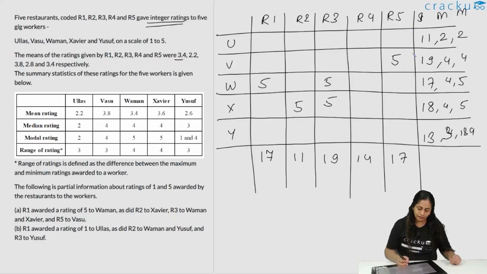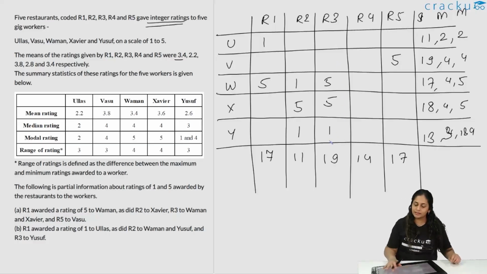R1 awarded a rating of 1 to Ullas, and as did R2 to Vaman, so R2 to Vaman is 1, and you have Vaman and Yusuf, so this is 1 and 1. And R3 to Yusuf, so this is also 1. So this information has been given as such.